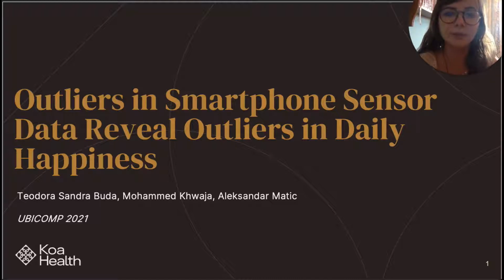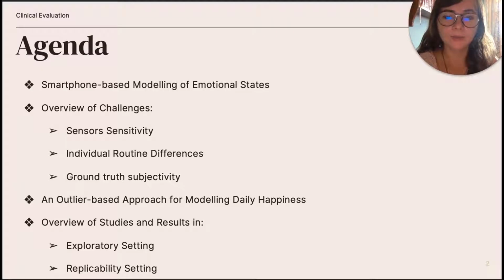Today I'll present to you our work on how outliers in smartphone sensor data reveal outliers in daily happiness. I'll go first through a background into smartphone-based modeling of emotional states. Second, I'll give an overview of the challenges in the area. Third, I'll present to you our approach based on outliers for modeling daily happiness. And fourth, I'll give you an overview of the studies that we ran and our results in two different settings.